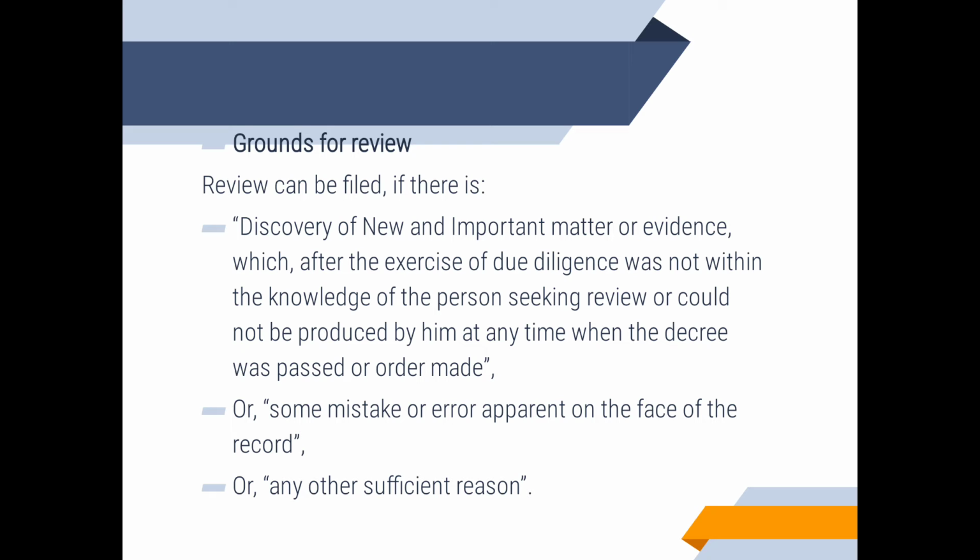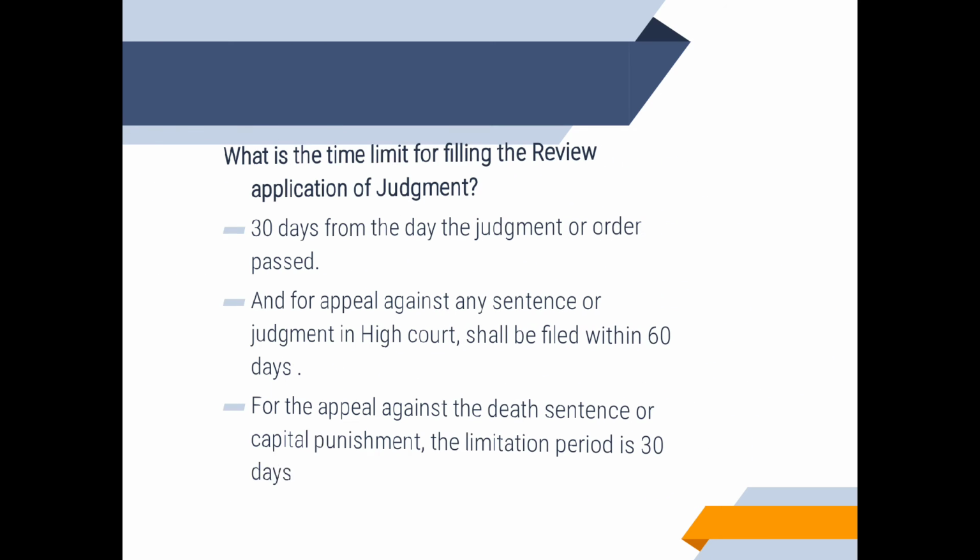In that case, the review petition can be filed, or if there is some apparent mistake on the face of record, which means it is very obvious that some lacuna is there in the judgment, then also a review petition can be filed. Or if the party is able to prove any other sufficient ground, here the discretion has been given to the court. If the court is satisfied that there is some apparent mistake or something like that, in that case also the court may allow the review petition.